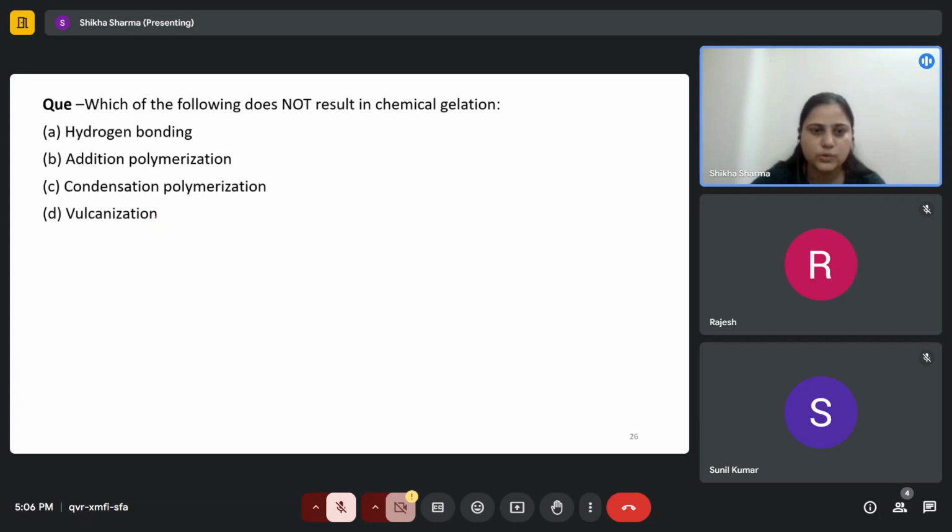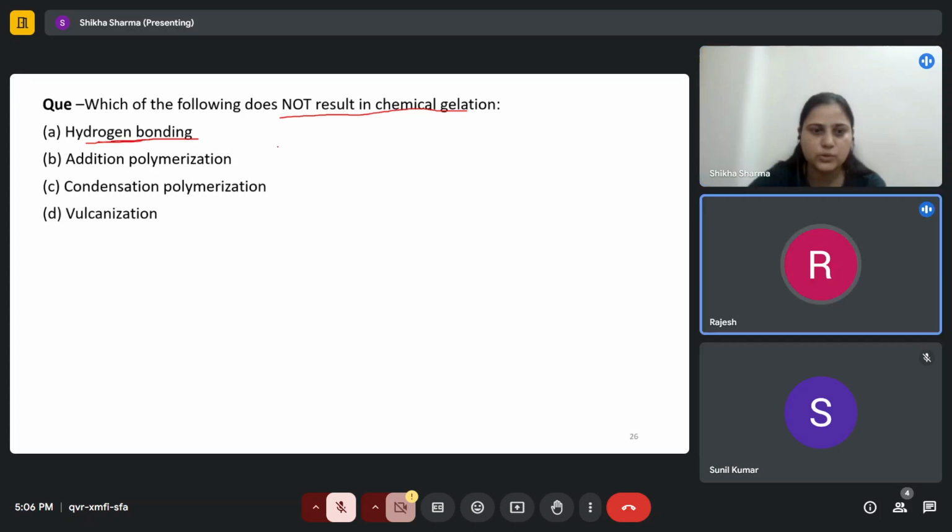So there are two types of gelation. We know that one is physical and one is chemical. In physical gelation, there is formation of physical bonds, while in chemical gelation, there is formation of chemical bonds, right? So you are saying, which one of the following does not result in chemical gelation? So you are saying A is the answer, right?